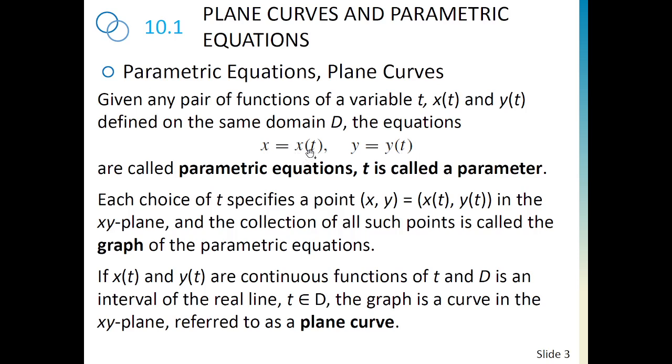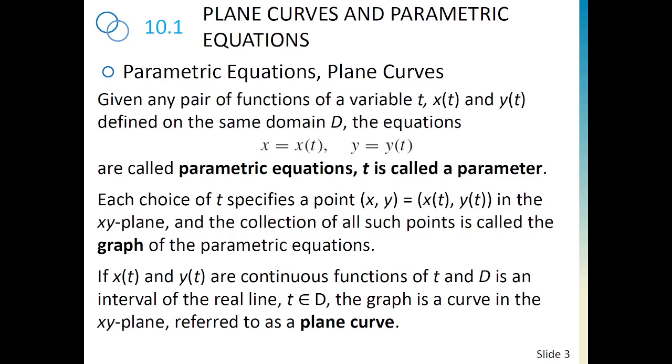So this could be cosine t and exponential t, let's say. Essentially each time the value of the parameter changes, the value of the function in x will change and the value of the function in y will change. So we will have a different location in the xy plane for each value of parameter t. So t is a parameter and these are parametric equations. Essentially these equations will give us the location of a point for a certain value of t.